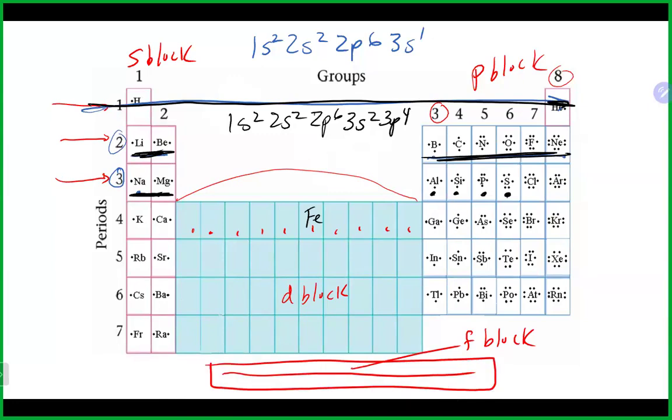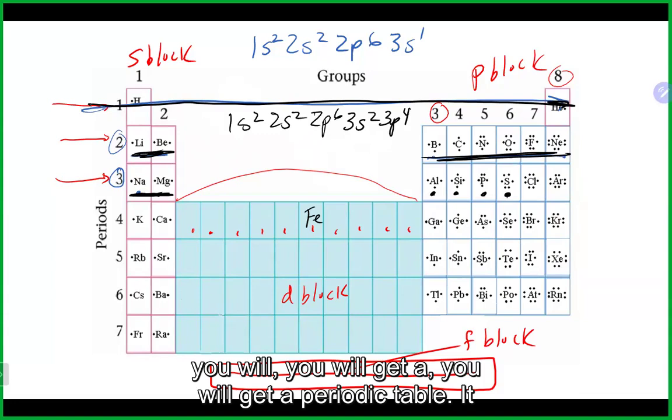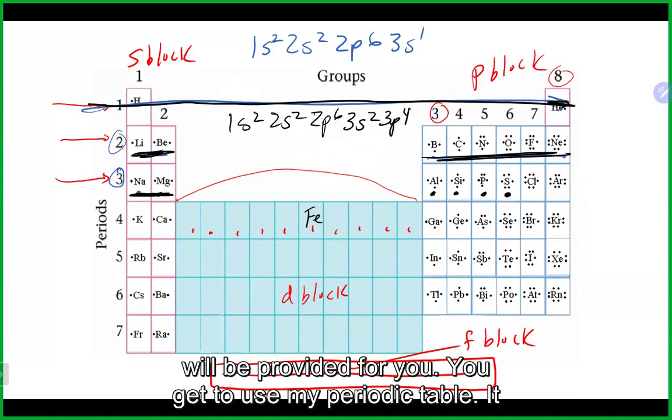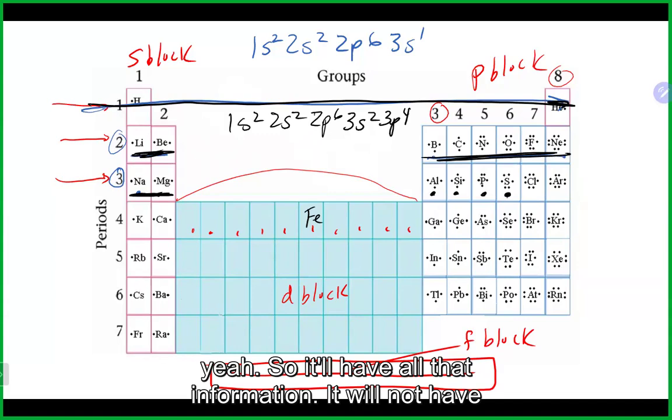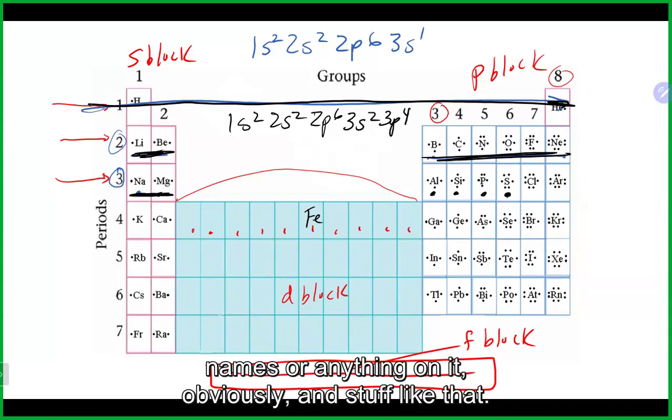So you will get a periodic table. It will be provided for you. You get to use my periodic table. It will pretty much look like this. Yes, a lot smaller, I imagine. So it will have all that information. It will not have names or anything on it, obviously.